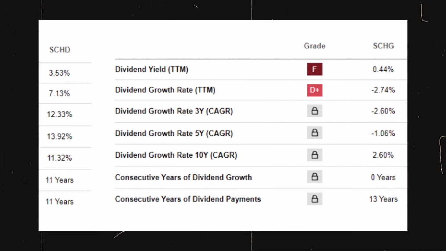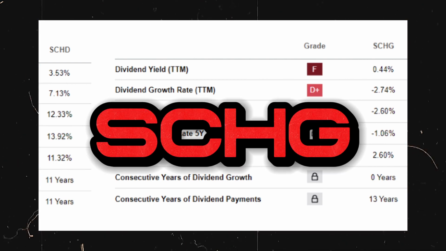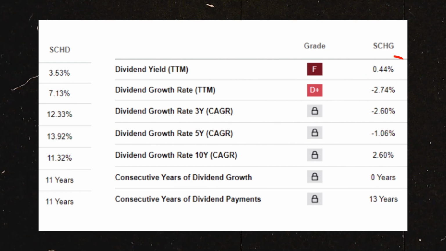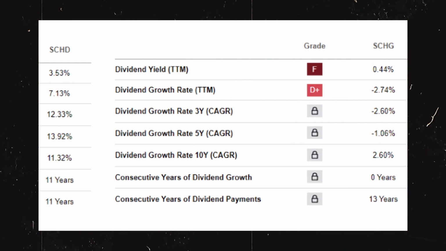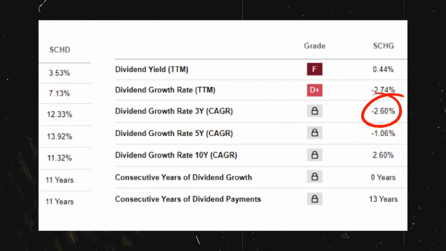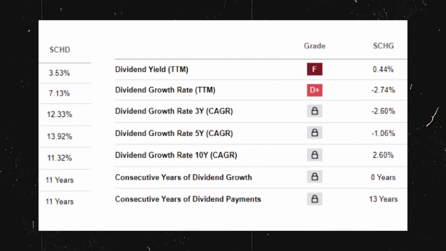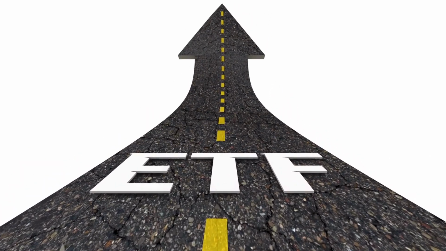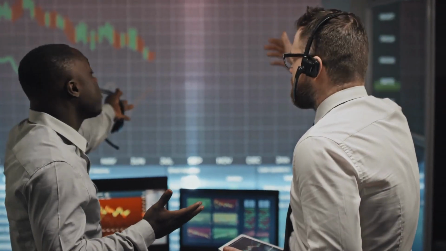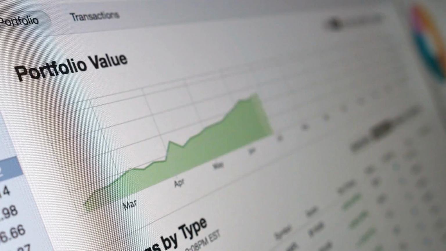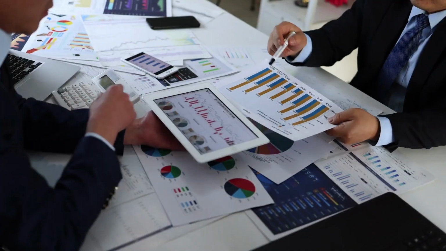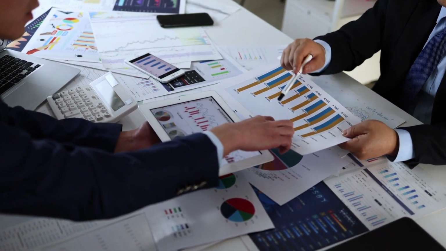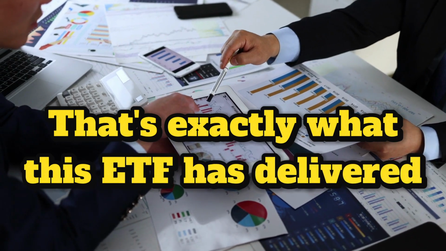Compared to SCHD, SCHG's dividend is really small, at just 0.44%. On top of that, its trailing 12-month growth rate has even dropped, and the 10-year growth rate is a mere 2.6%, which falls way below the expectations of most dividend growth enthusiasts. Nevertheless, investors still flock to this ETF as it outperforms the market year after year. They want to see their portfolios grow rapidly in a short amount of time, and for the most part, except for a few hiccups during significant economic events in history, that's exactly what this ETF has delivered.